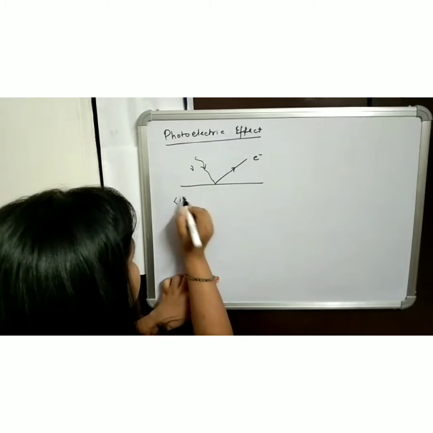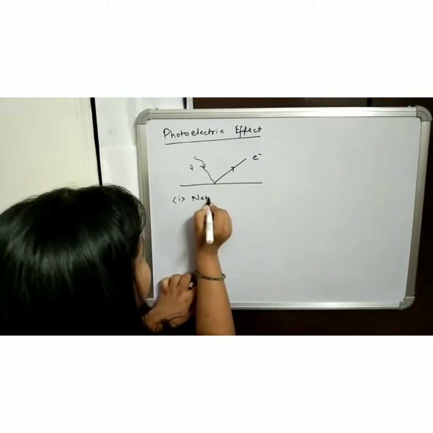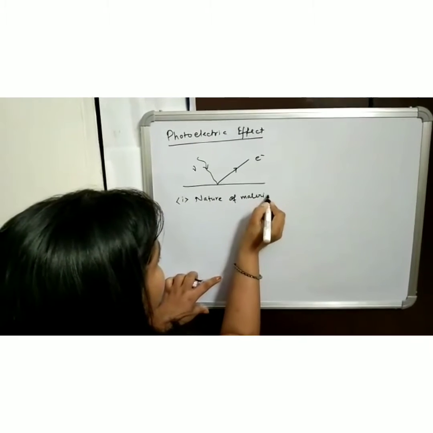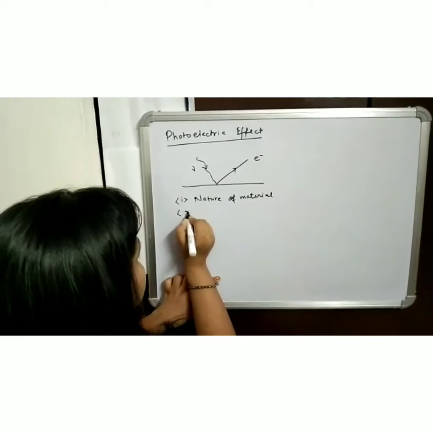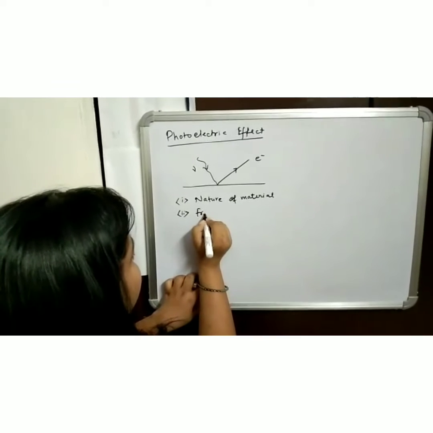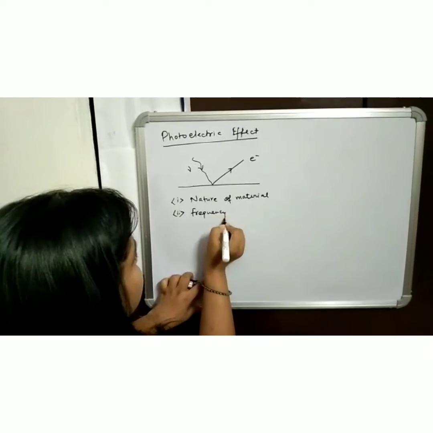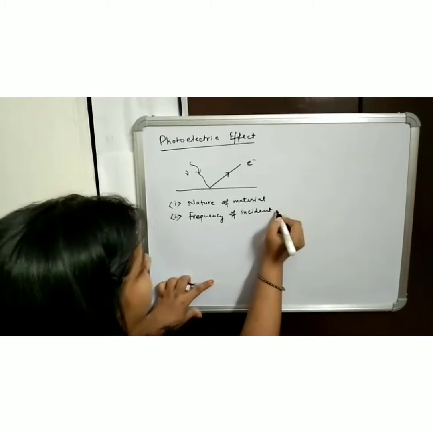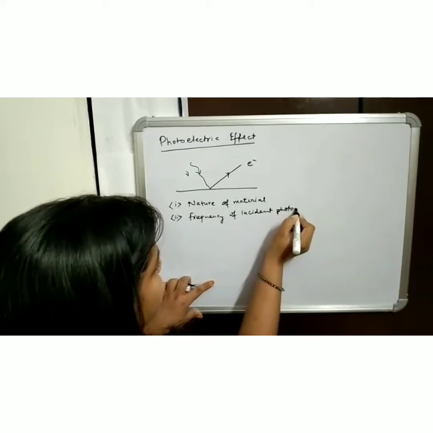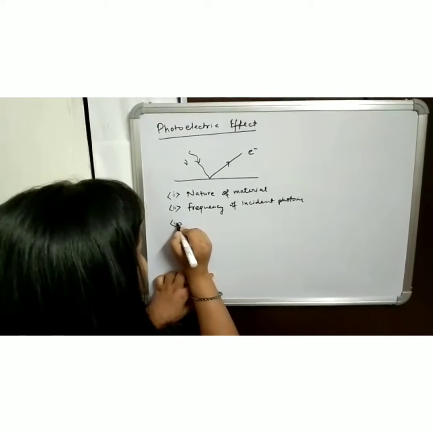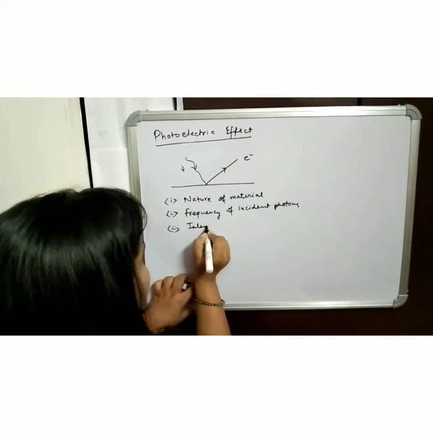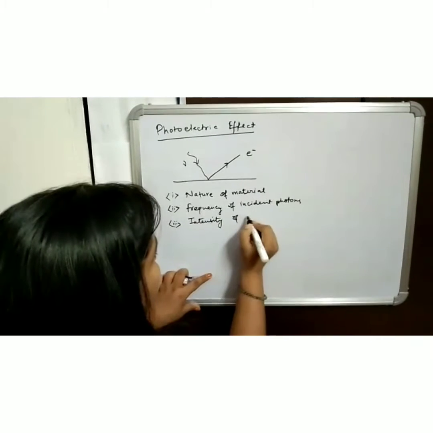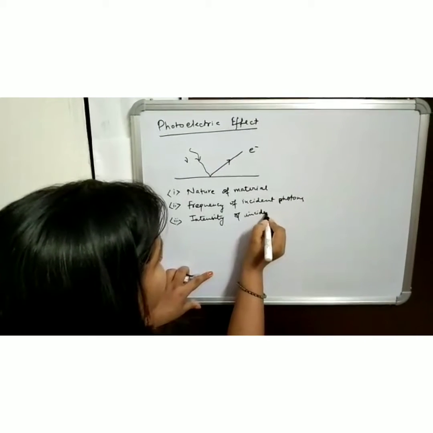First, the nature of the material. Second, the frequency of incident photons. And third, the intensity of incident photons.